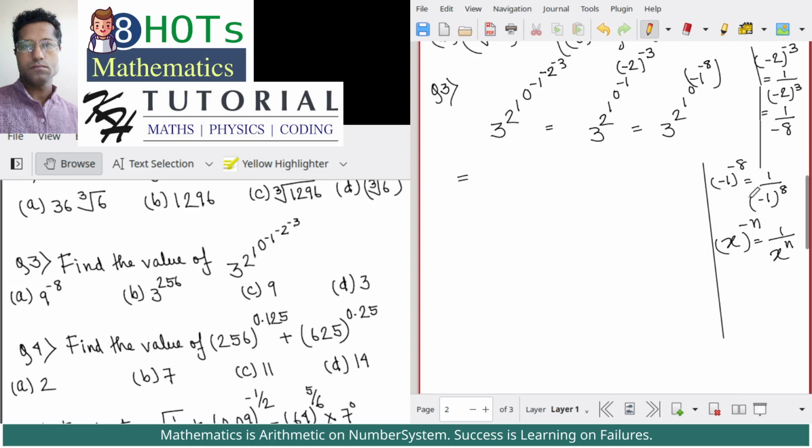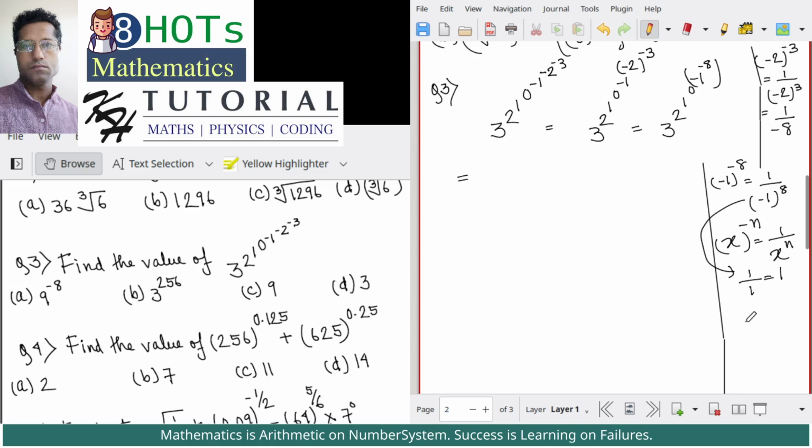Okay, so what is now 1 by minus 1 to the power 8? Now what is minus 1 to the power 8? The base is negative, but the power is an even integer. The power is an even integer. So it will be 1 by 1, which is equal to 1.